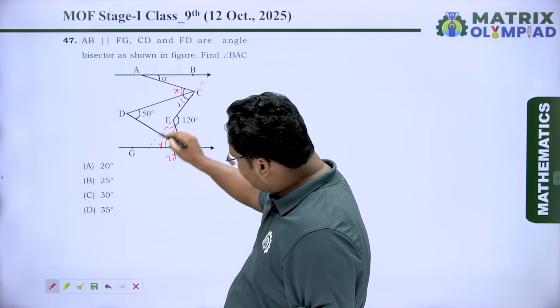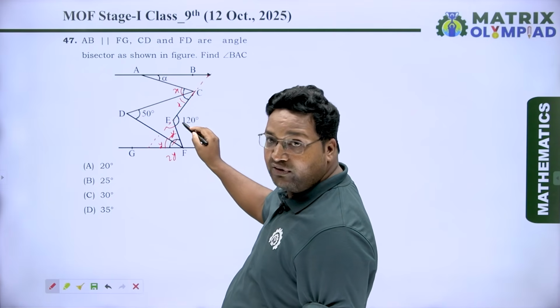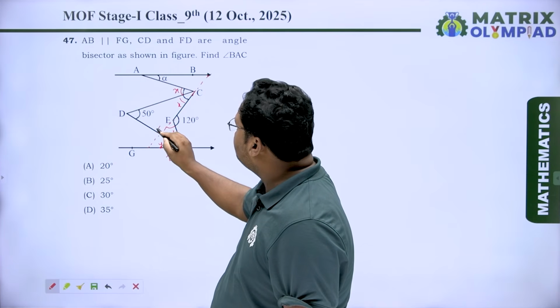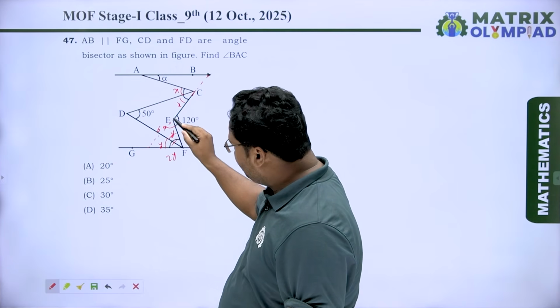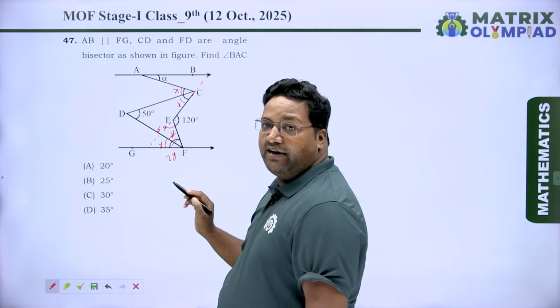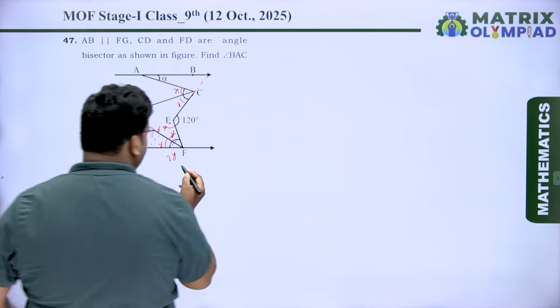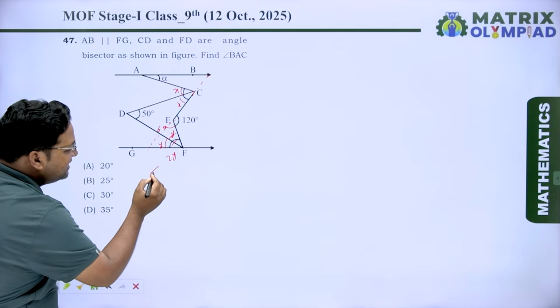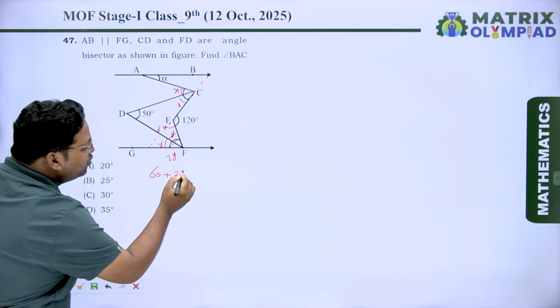Here you can see this is a line. So here it is given 120 degree, so this angle is 60 degree. Here you can see EGF. In triangle EGF, this angle is 60 degree and this angle is 2y.